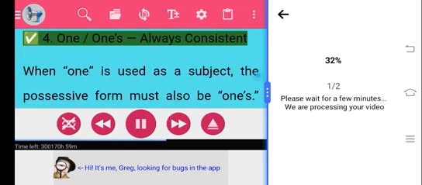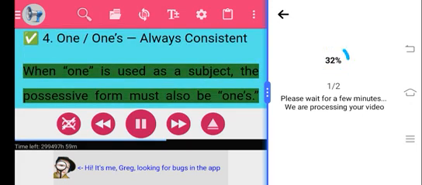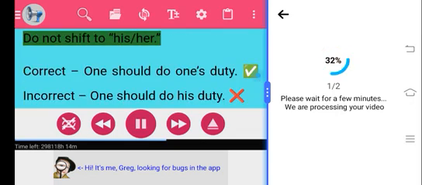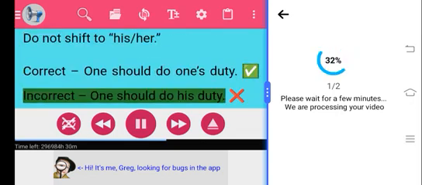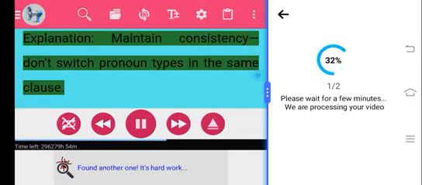Rule 4: One, one's, always consistent. When one is used as a subject, the possessive form must also be one's. Do not shift to his or her. Correct: One should do one's duty. Incorrect: One should do his duty. Explanation: maintain consistency. Don't switch pronoun types in the same clause.